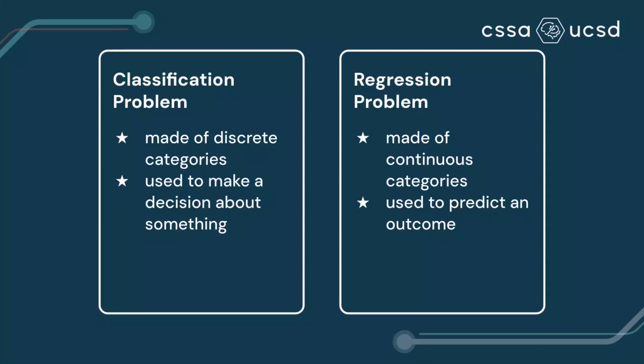How are we doing so far? Do we get the two major differences between classification and regression, discrete categories versus continuous categories?